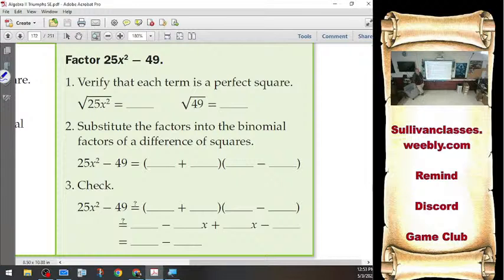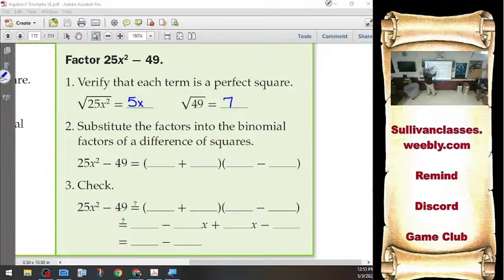All right. This one's a little bit bigger and uglier. But what's the square root of 25? 5. What's the square root of x squared? No, x squared, x. Sorry, regular x. My bad. Now what's the square root of 49? 7. Okay. That's it.